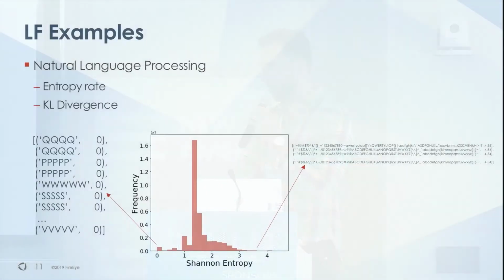And so what do we use for labeling functions themselves? We can get creative here, do more NLP type stuff, so you can look at things like entropy of the string itself, which is a measure of its chaos or randomness. So things with low entropy, like on the left, repeating Qs, repeating Ps, repeating Ws. Those are very regular strings in terms of their character frequencies, and they also have very low entropy, and those we don't really care about.